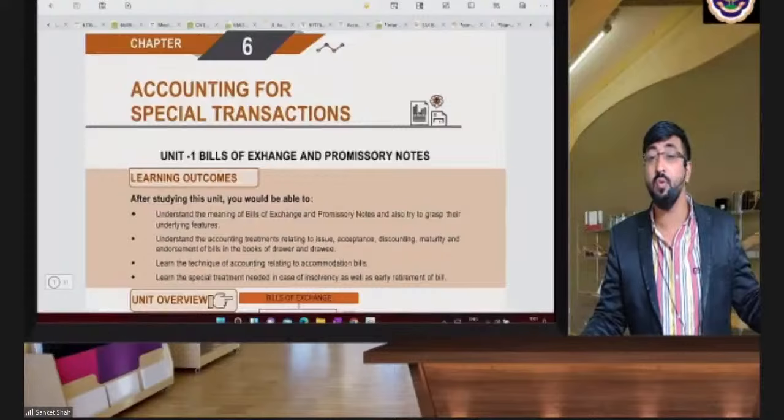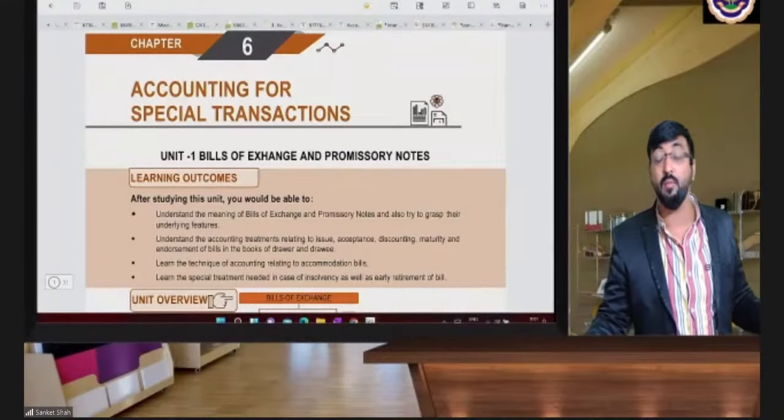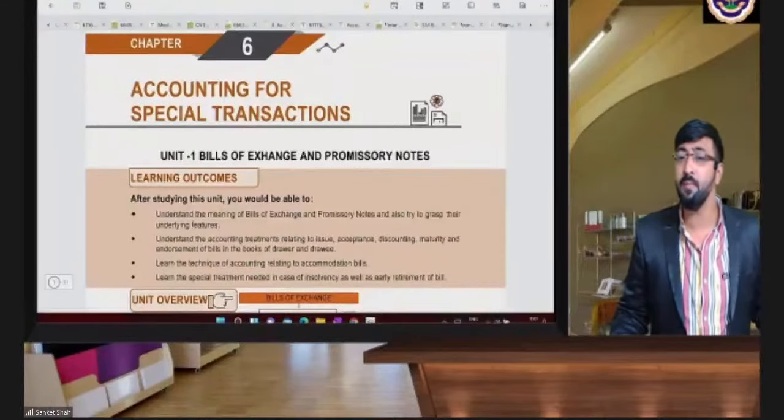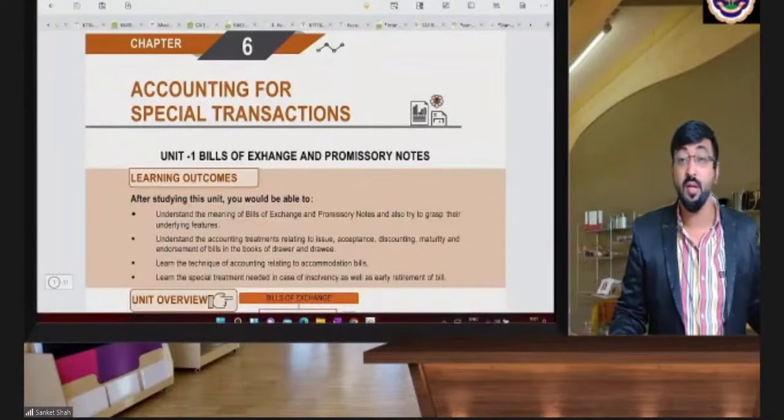After that, we have to understand the traditional approach we have completed, and the modern approach: assets and expenses are showing debit balance; income, liability, and capital are showing credit balance.